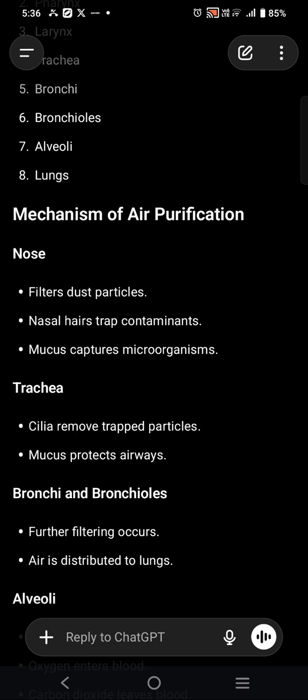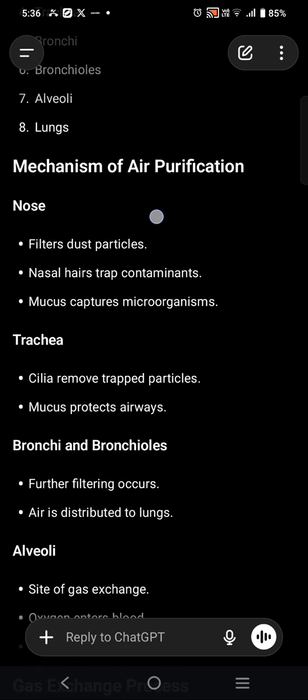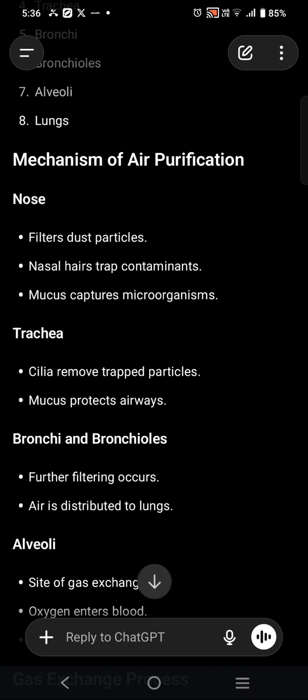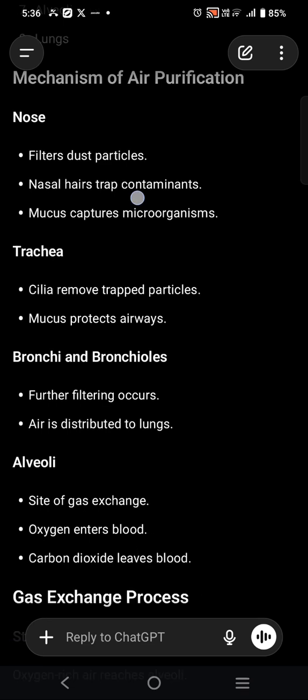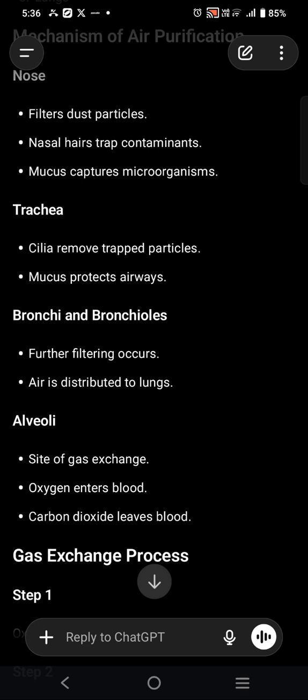Mechanism of air purification: filtering dust particles. Nose filters the dust particles. Nasal hair traps the contaminants. Mucus captures the microorganisms. Trachea: cilia remove trapped particles. Mucus protects the airways, bronchi and bronchioles. Further filtering occurs, and air is distributed through the lungs.